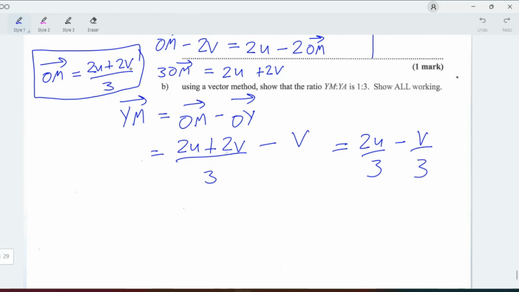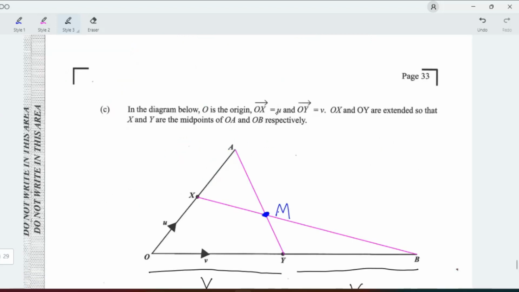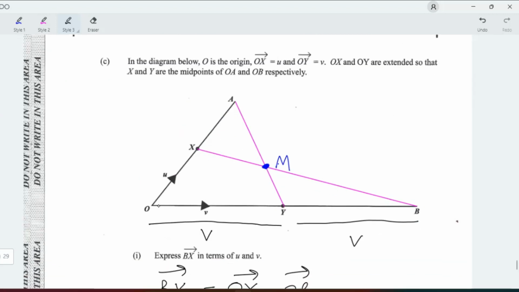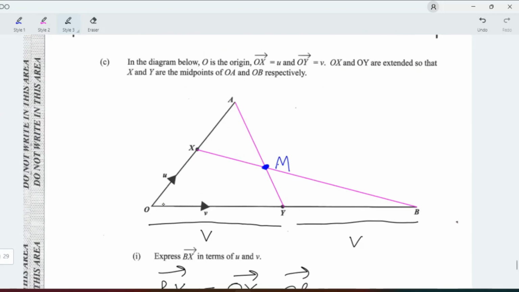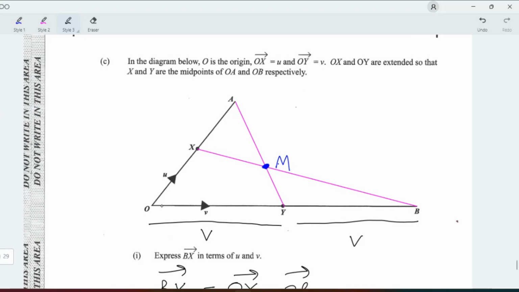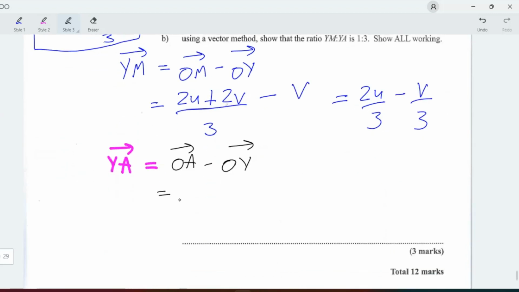Now we need vector YA. Vector YA is equal to OA minus OY. Where is OA? Oh, here is OA, sorry. And X is the midpoint, so OA is 2U, minus OY, and OY is V. So that is it.